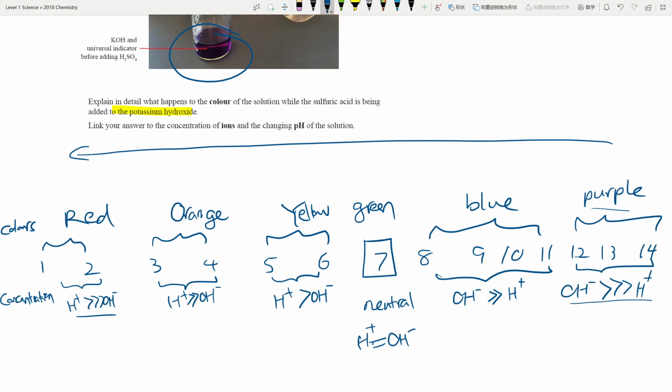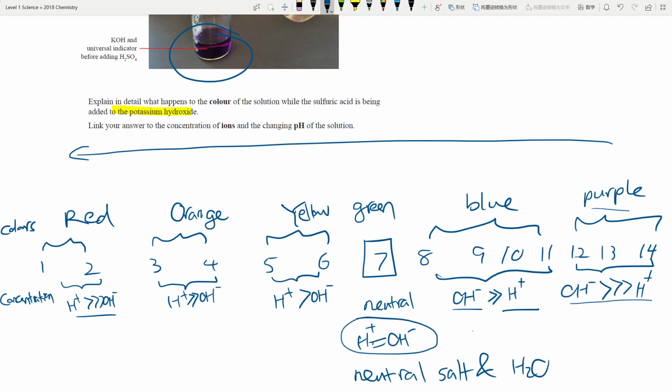Want to add some acid, and the acid is going to start neutralizing. I'm going to lose some of the H plus ions. I'm still going to have more OH minus compared to H plus, so the pH is going to be 8 to 11. And then when it becomes green, that's because the H plus and OH minus are equal, and neutral salt and water are produced.